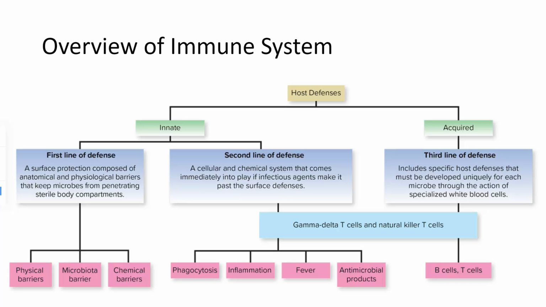Those different components include phagocytosis, inflammation, fever, and different antimicrobial products that we'll discuss in detail as we go through this lecture today. The third line of defense is more specific and more involved. So we'll get into the third line of defense a little bit more once we get to the adaptive immune response.